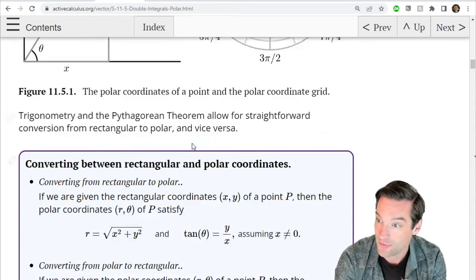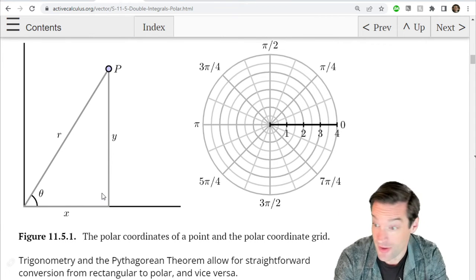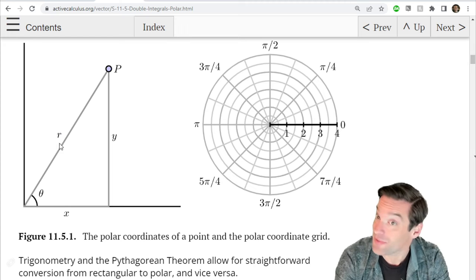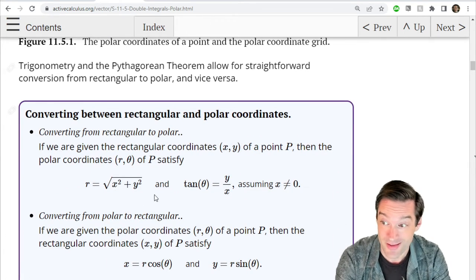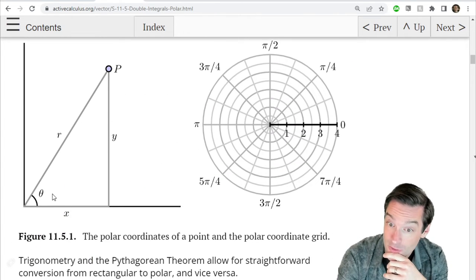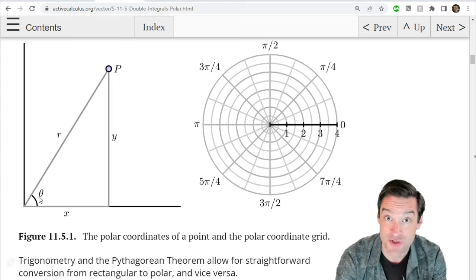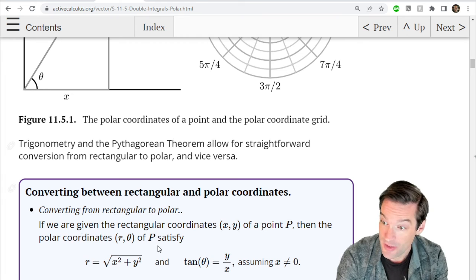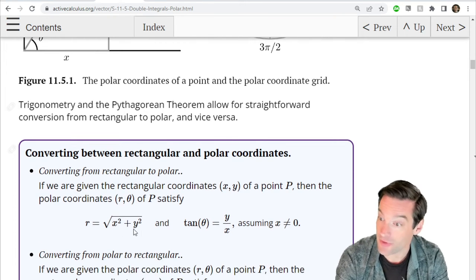And those just come from this right triangle that we have up here, just applying right triangle trigonometry to this. So the Pythagorean Theorem tells me that r is going to be the square root of the sum of x squared with y squared. And also that theta, this angle, is going to be related to the rectangular coordinates by the fact that the tangent of theta is going to be the opposite side, which is y, divided by the adjacent side, which is x. So if we know rectangular coordinates and we want polar coordinates, that set of conversions will help us.